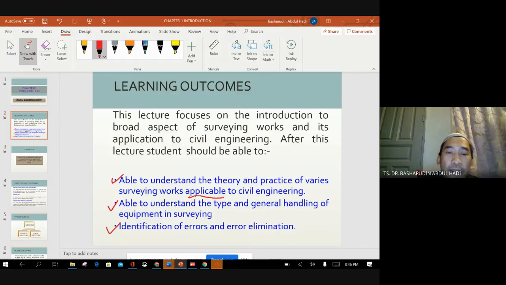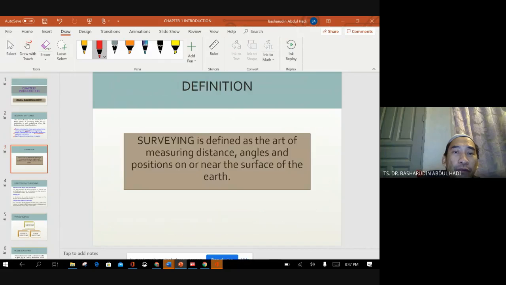The second one is to understand the type and general handling of surveying equipment. I think you already know how to do it. We call it general handling: how you want to conduct a survey using levelling, how you want to carry out your survey equipment, how you handle your tripods, what the safety is behind this, and what the fundamentals are when using this. What we want to search for, what value we want to get. Okay, so this we call the learning outcome.